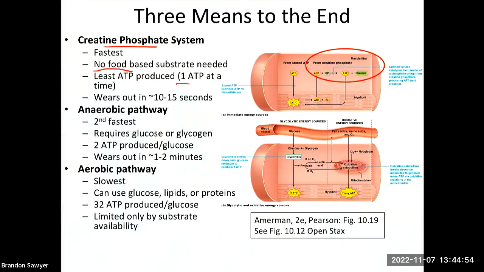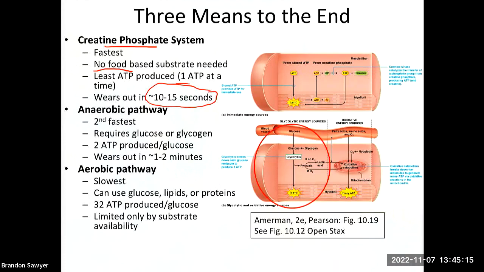If we were to do an all-out sprint, then we would run out or deplete this energy system in about 10 to 15 seconds. So running as fast as you can, or pedaling as fast as you can on a bike under high resistance, would pretty much deplete this system in about 10 to 15 seconds. Okay, so that's our first one.